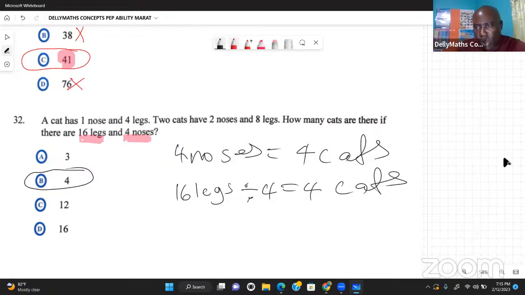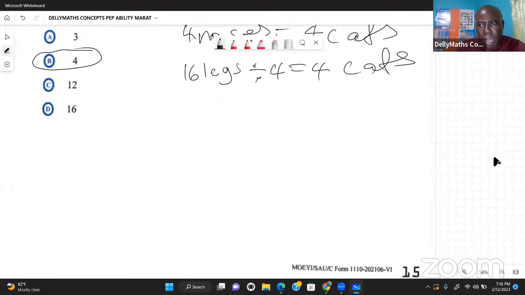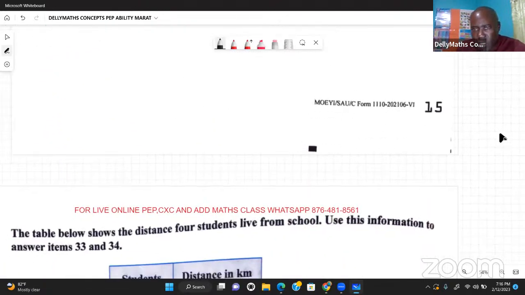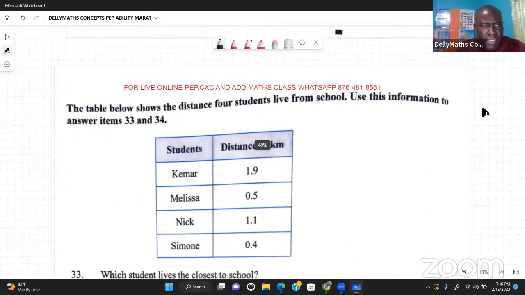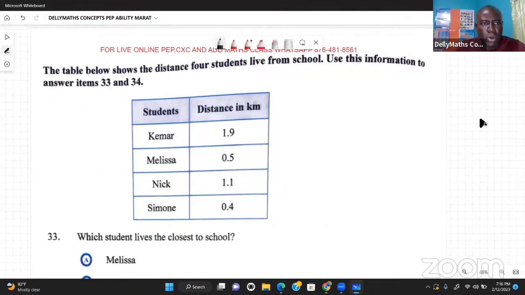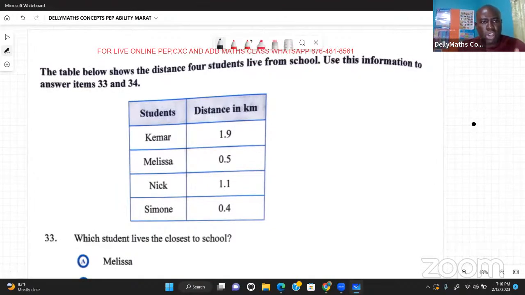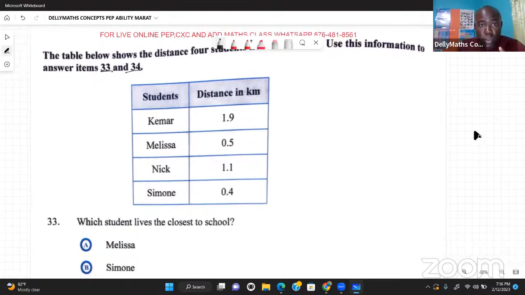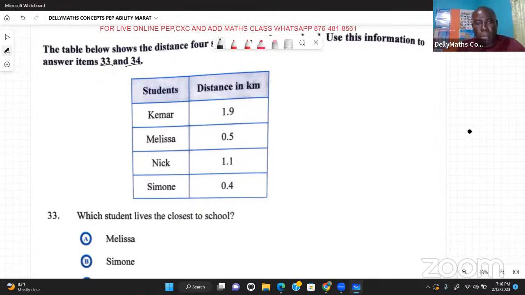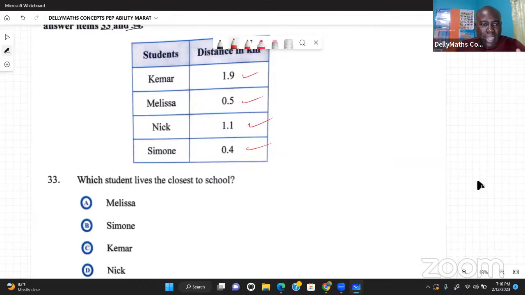All right. Let's go again. We're moving, we're moving, we're moving. We're going to stop at 40. We're close. All right. This one says the table below shows the distance 4 students live from school. Use this information to answer items 33 and 34. Remember, this is the distance they live from school. Student Kemar 1 point. So let me just tick them off. Kemar 1.9, Melissa 0.5, Nick 1.1, Simone 0.4. That's the kilometers that they live from school.